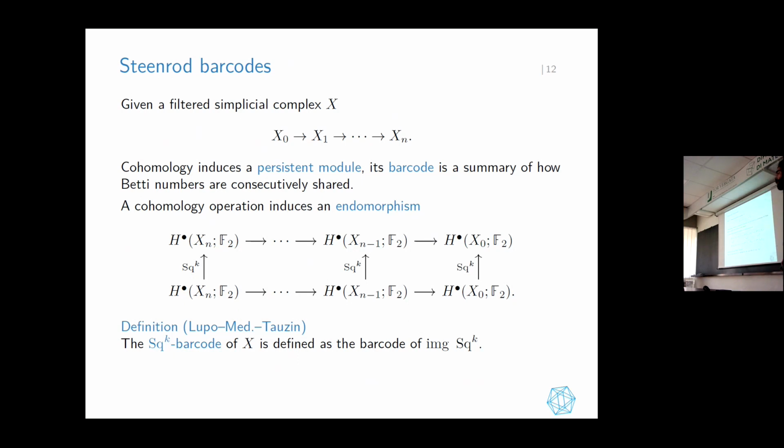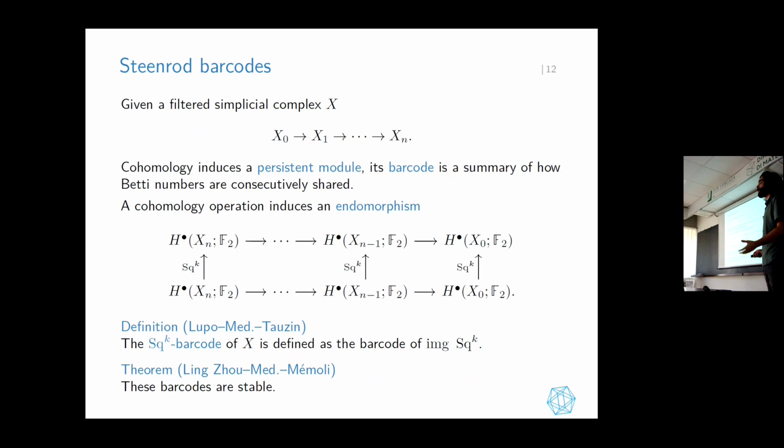Here's where I will say something that's a bit cheeky. SQ0 is the identity. So the image will be the original. So the SQ0 barcode is just the usual barcode. So it's a strict generalization. Although that's not the way that you would compute the usual barcode. It depends on the coefficients. Very good observation, that's right, with mod 2 coefficients.